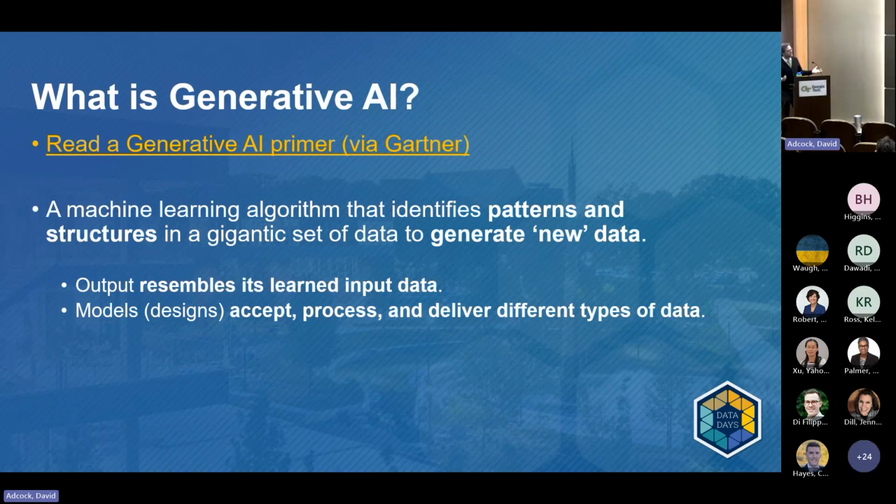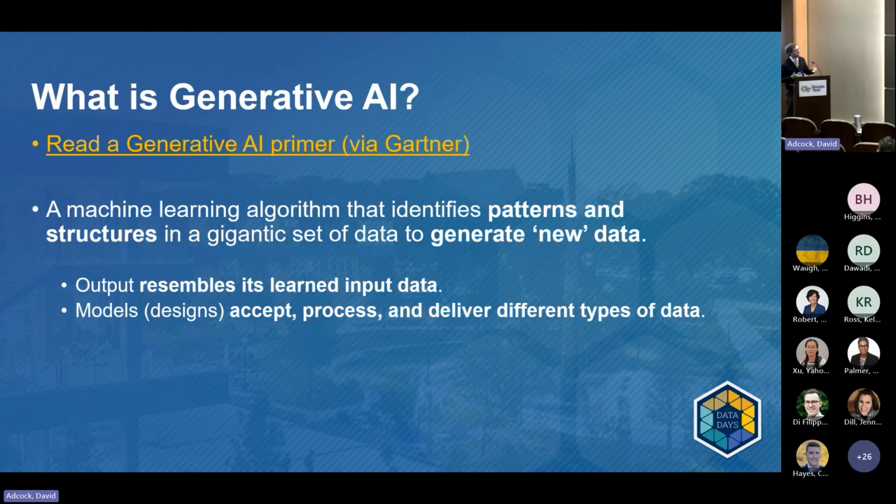the algorithm's perspective, about patterns and structures. So generative AI takes in a bunch of data, and I use the word gigantic because I think massive or big doesn't really quite highlight how much data these tools take in in order to generate quote unquote new data. By new data, what I mean is that data resembles or is formed from the input data that's provided.